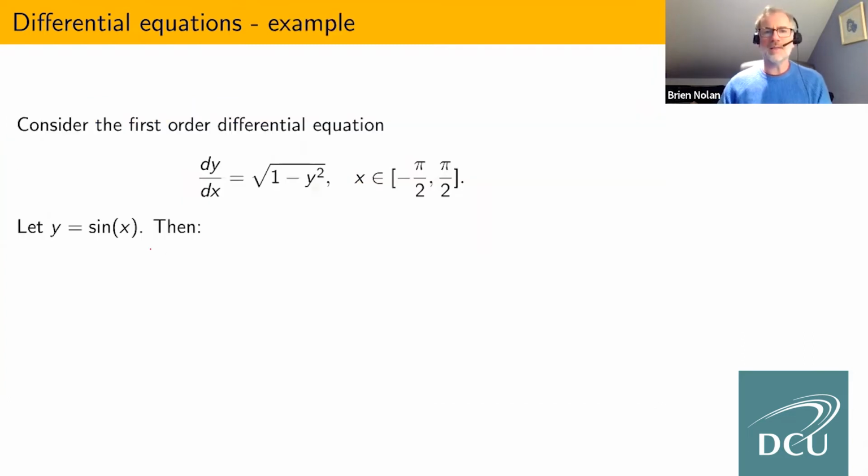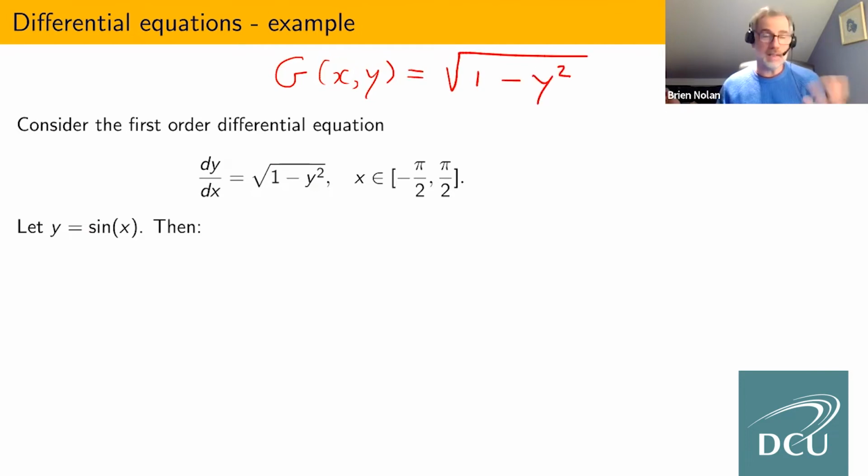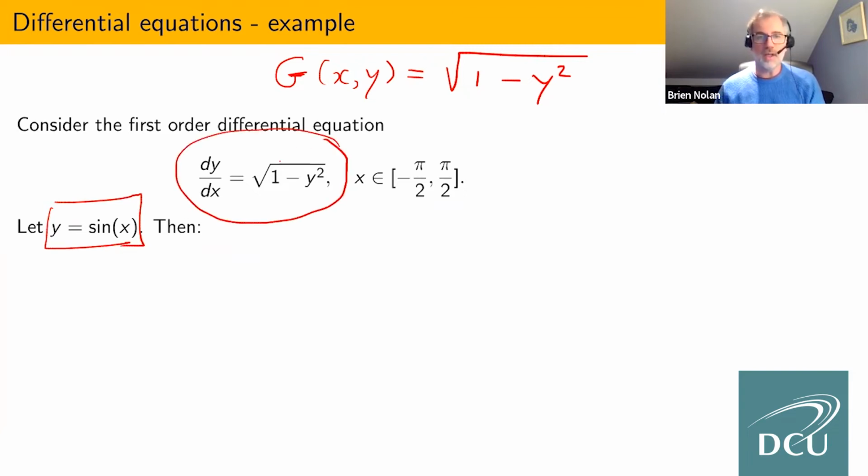Just look quickly at one example. So here's a differential equation. dy/dx is equal to the square root of 1 minus y squared. So in this example here, we have g of x, y is the square root of 1 minus y squared. In fact, this function g, which depends in general on x and y, actually depends only on y. We have our variable x limited to the closed interval shown from minus pi over 2 to pi over 2. So what I'm going to do now is just go through the calculation that shows that y equals sine x is a solution of this differential equation here.